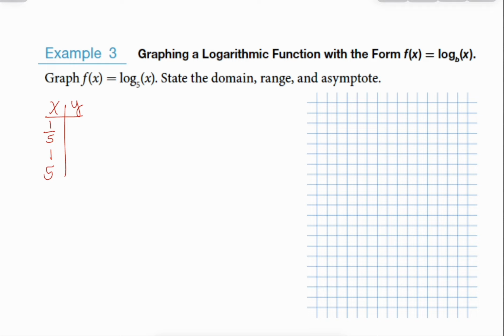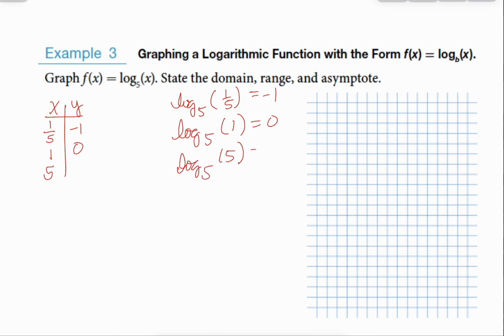Now, why do we do that? Well, the log base 5 of 1/5, what power would I put on a 5 to make it its reciprocal is -1. What power do I put on a 5 to make it 1? Well, that would be 0. What power would I put on a 5 to keep it a 5? That would be 1.